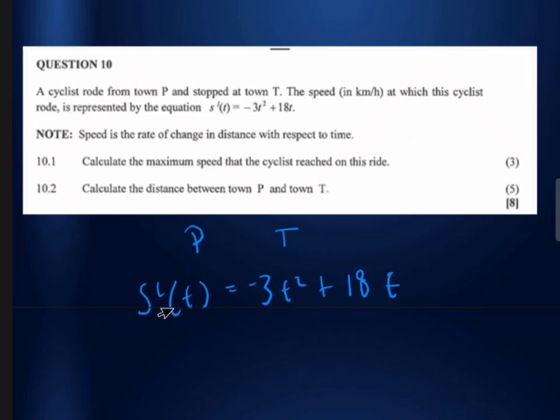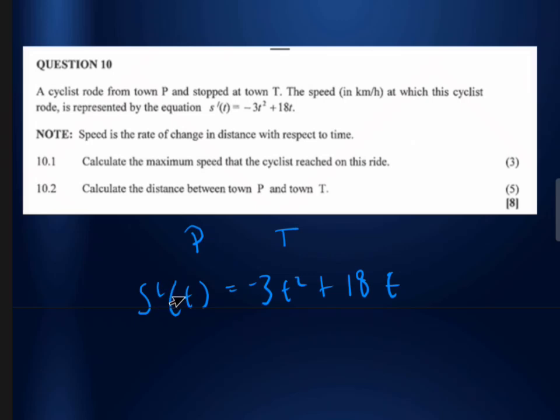Because the derivative of a distance time graph is a speed time graph, right? So that's what they did. They gave you the derivative. They're telling you this is the derivative of something. It's the derivative of the distance time graph. And remember, S is usually used to represent distance in physics, right?